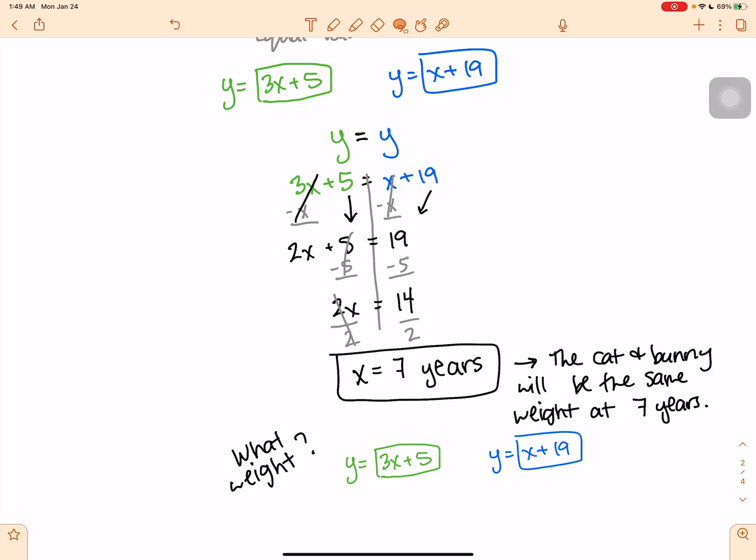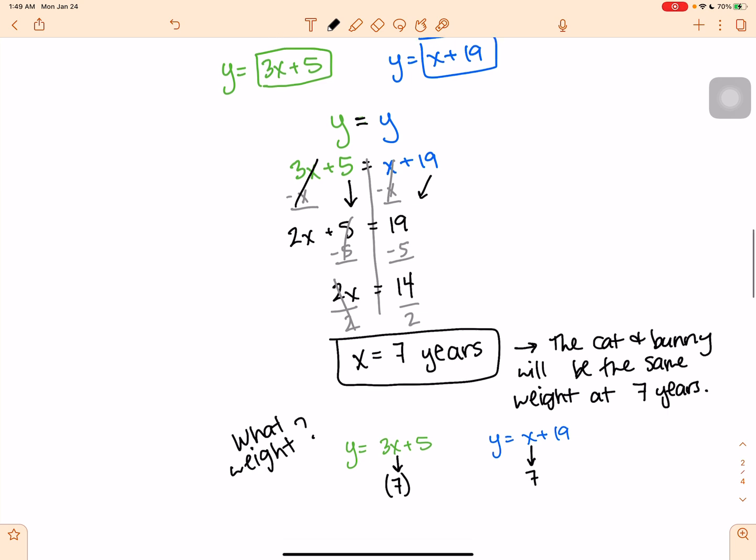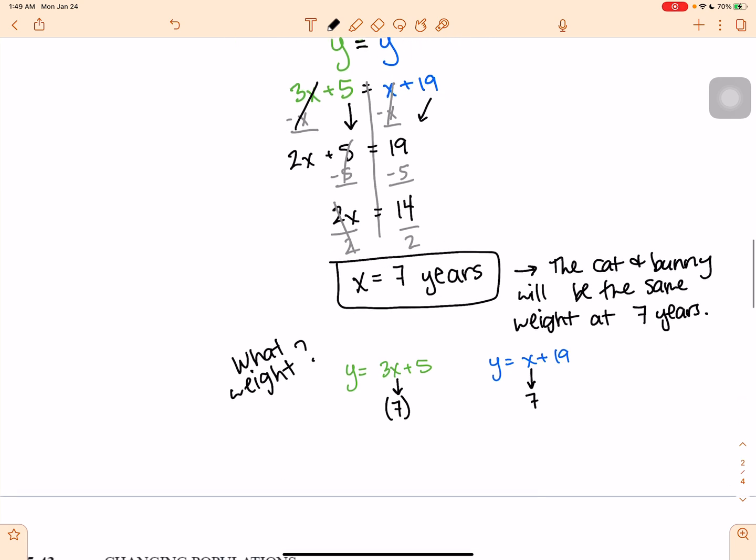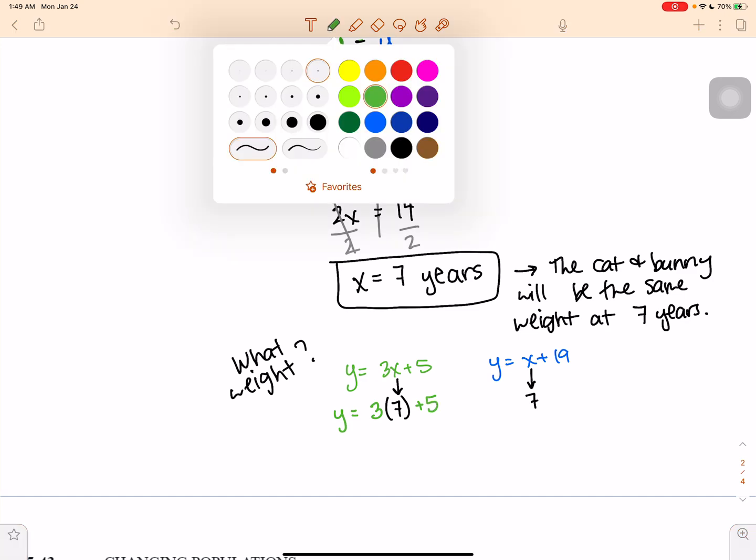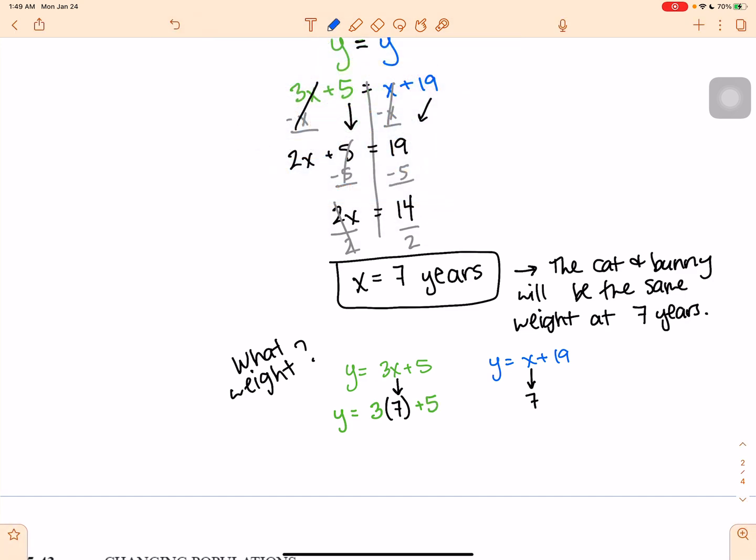Okay. If I were to take each of these and now substitute out my x for 7, that one I didn't put parentheses around because I'm not multiplying it. You could if you wanted to. So this will become y equals 3 times 7 plus 5. That's for the bunny. And then for the cat, it's y equals 7 plus 19.